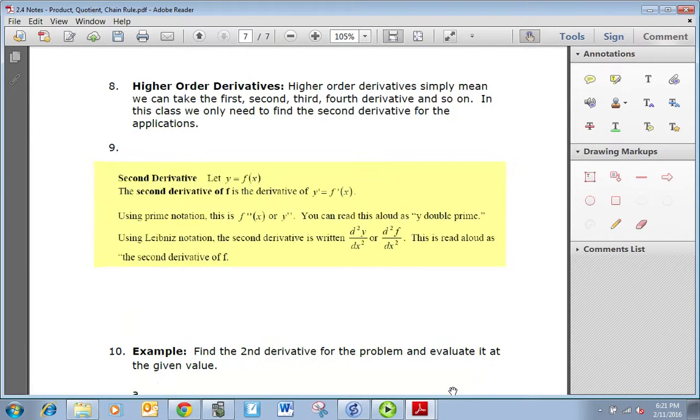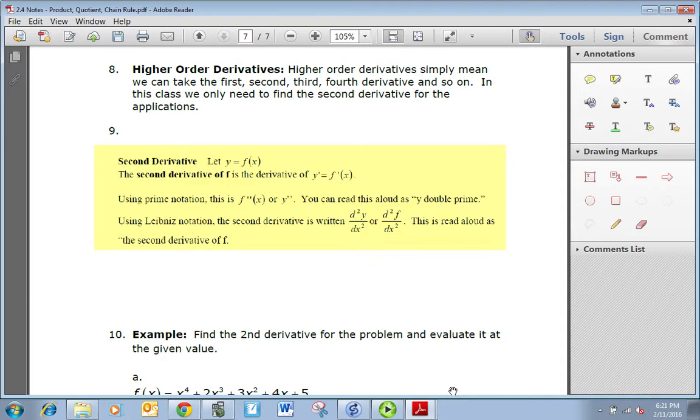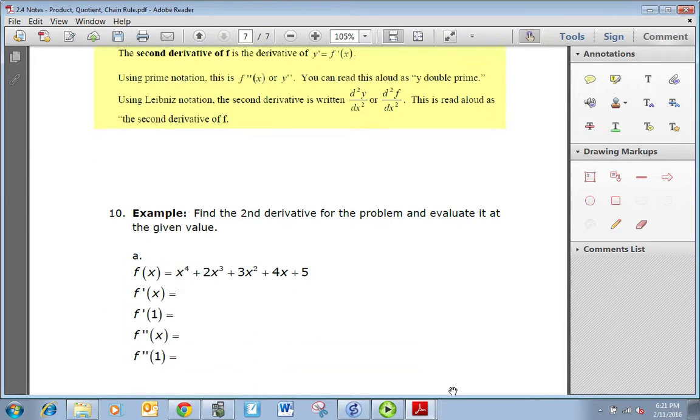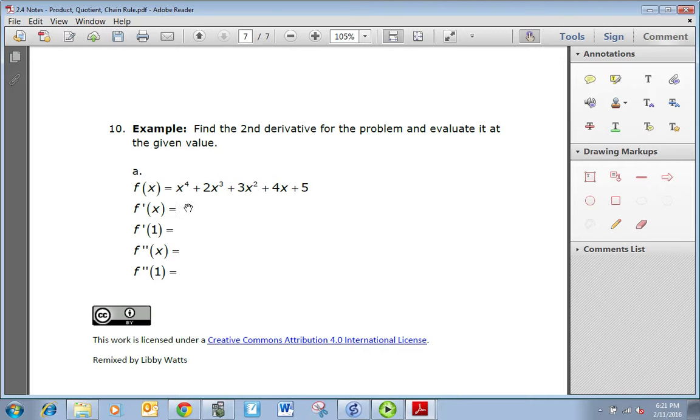Alright, higher order derivatives mean that we can take the first, second, third, fourth derivative and so on. In this class we only need to find the second derivative for the applications we're going to be doing. To find the second derivative, you have to start by finding the first derivative. So for the first derivative here, it's going to be 4x cubed plus 6x squared plus 6x plus 4. The second derivative would be the derivative of that, so 12x squared plus 12x plus 6.